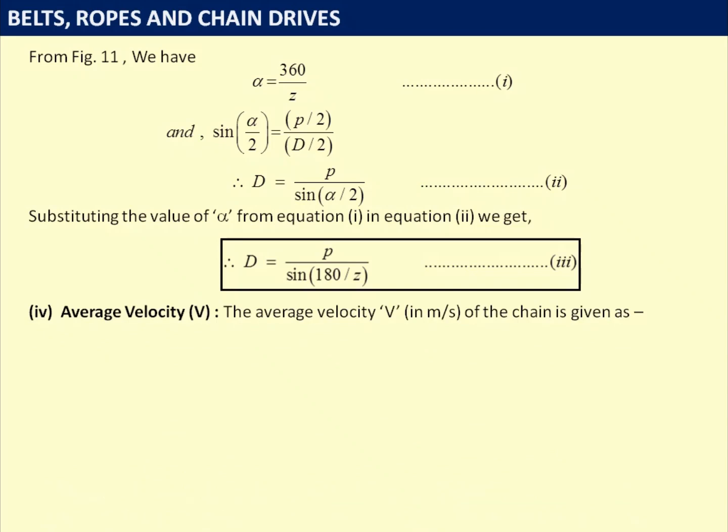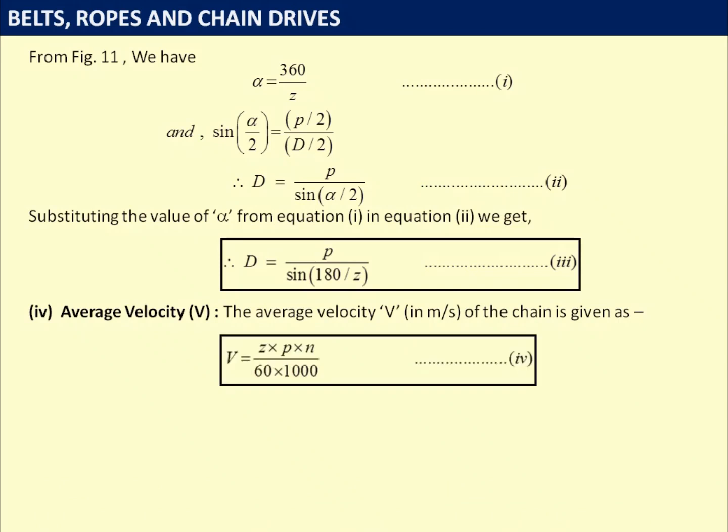Now next definition, average velocity V. The average velocity V in meters per second of the chain is given as V is equal to Z into P into N upon 60 into 1000, where Z is number of teeth, P is the pitch and N is the speed in RPM.